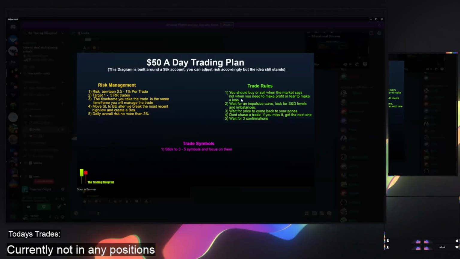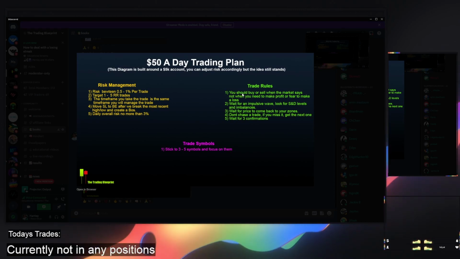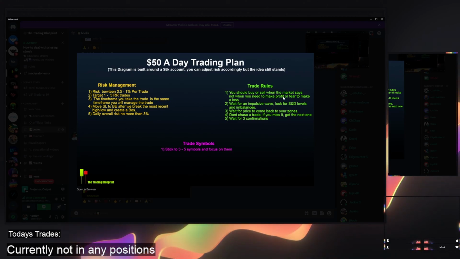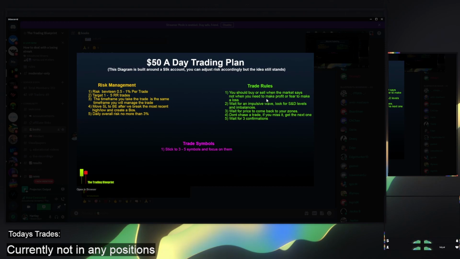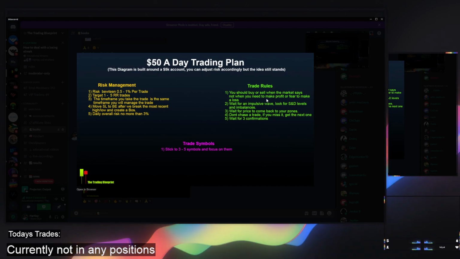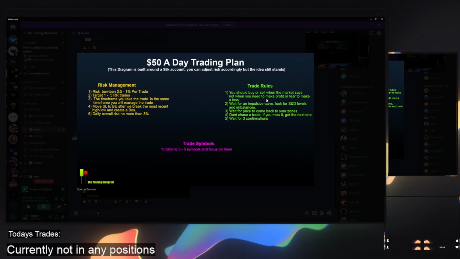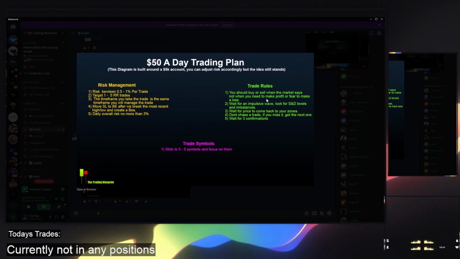Okay. Next up, trade rules. Okay, so that was risk management. Trade rules. You should buy or sell when the market says, not when you need to make profit or fear to make a loss. Okay, that's the most important thing you need to understand in trading, is that you don't just get into a position because you want to make money or because you're already losing for the day. You get into a position when the market gives you the opportunity to get into a position. That's mental. That's all mental.